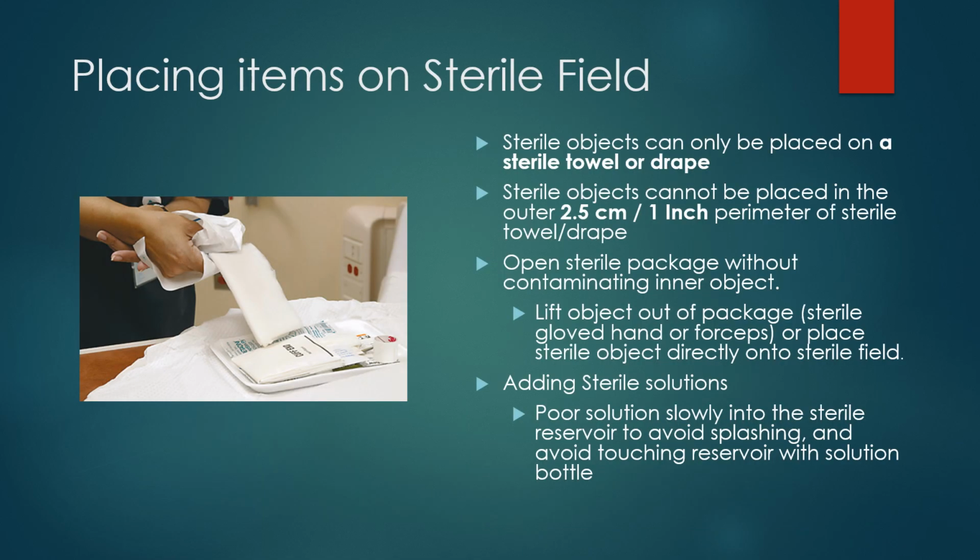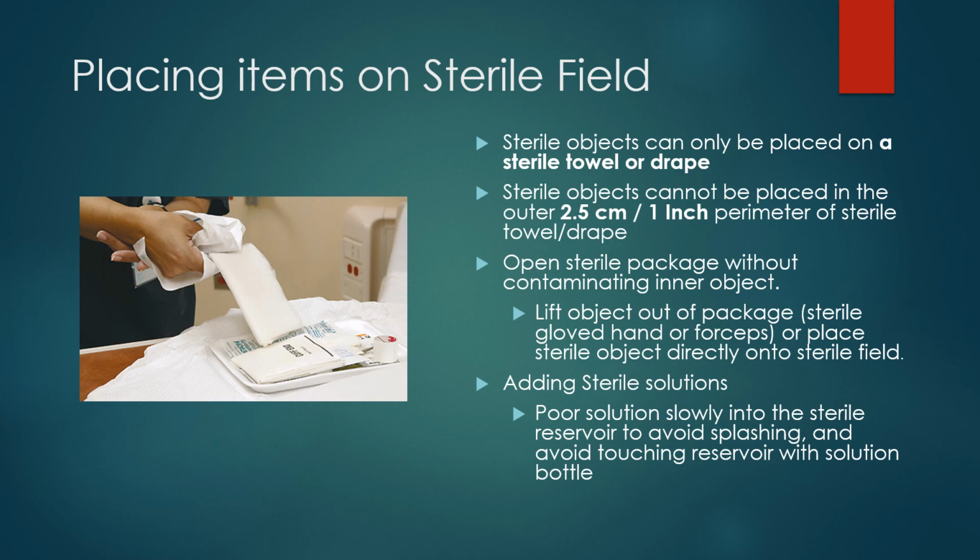Once we have opened our sterile field, we may need to add some more sterile objects into our sterile field that we will need throughout our dressing change. These sterile objects can only be placed on a sterile towel or a drape to be considered sterile. These objects cannot be placed in the outer 1 inch or 2.5 centimeter perimeter, as that is considered contaminated.